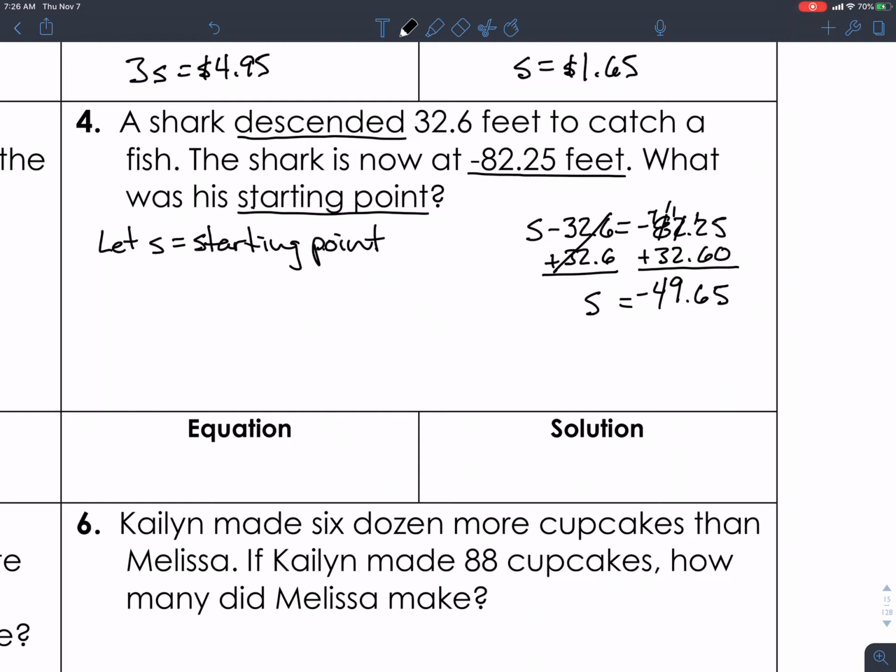That's below the surface of the ocean. So our equation was S minus 32.6 equals negative 82.25. And our solution, S, was negative 49.65 feet, his starting point. Let's put feet here on the end. So that was where he ended up. His starting point was at negative 49.65 feet. So that's how far he was below the surface of the ocean.